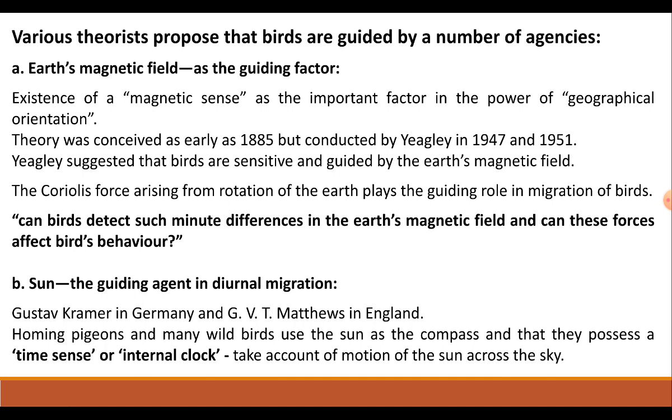One among them is the Earth's magnetic field, where the magnetic field is the guiding factor for the birds' migration. Some ornithologists believe in the existence of a magnetic sense as an important factor in the power of geographical orientation, and this theory was proposed by Eagle in 1947 and 1951. Eagle suggested that birds are sensitive and are guided by the Earth's magnetic field.